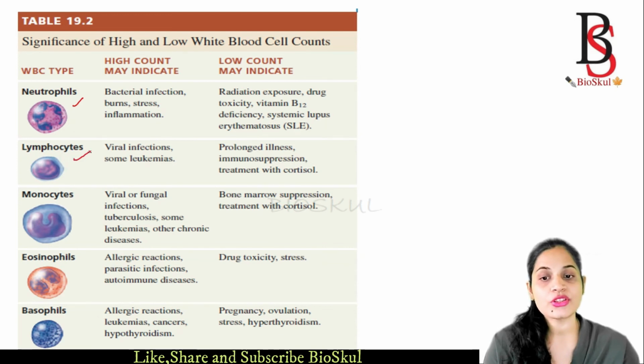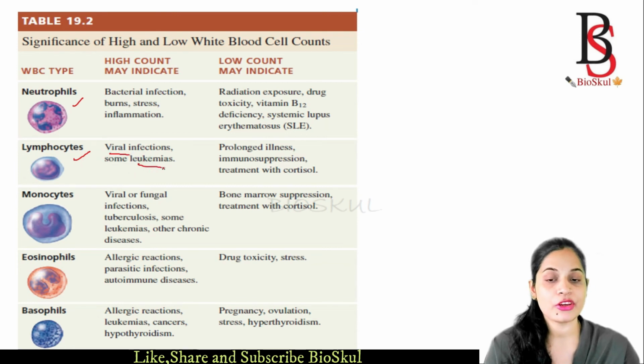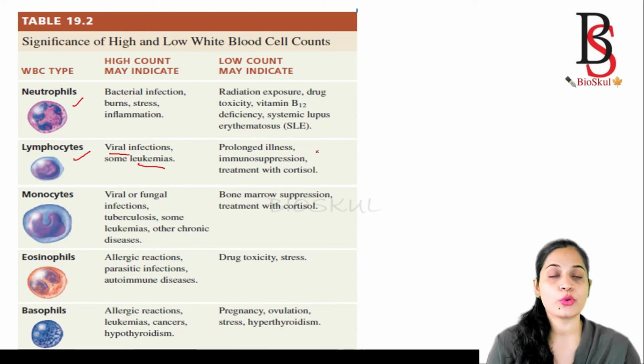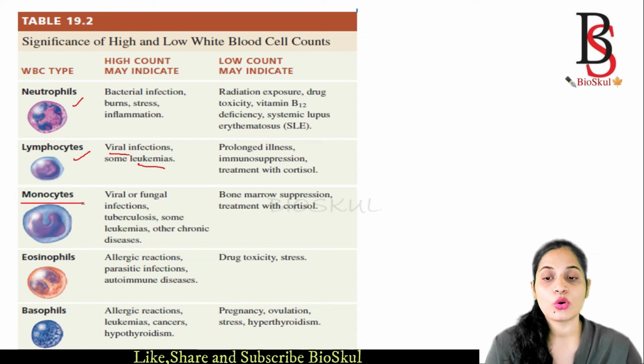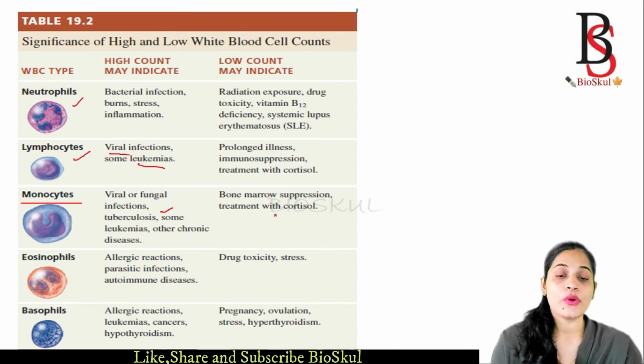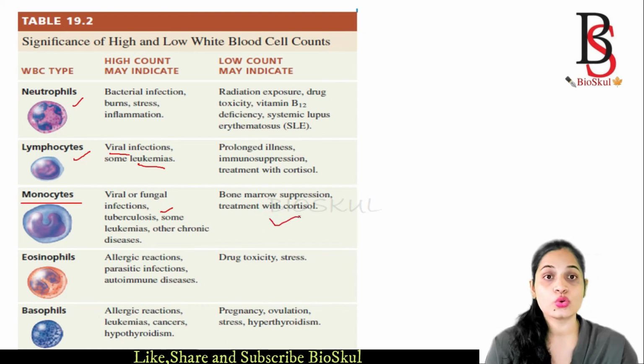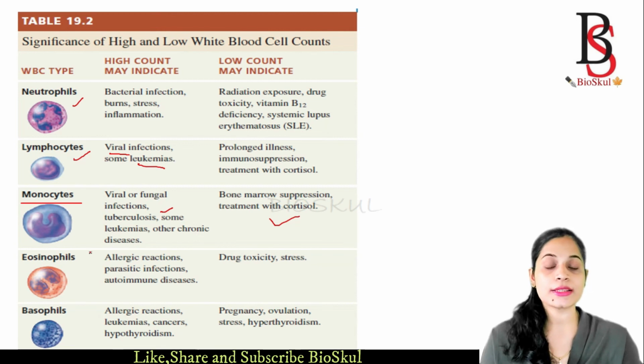Then the lymphocytes. The amount of lymphocytes increases because of viral infection or leukemia. Its count is lowered in prolonged illness and immunosuppression. Okay. Then the monocytes. Monocyte count is higher during viral or fungal infection, tuberculosis, some leukemia and chronic diseases. Whereas bone marrow suppression and treatment with cortisol lead to lowering the number of monocytes in the blood.